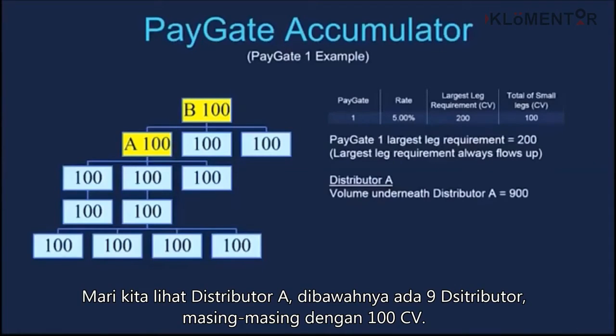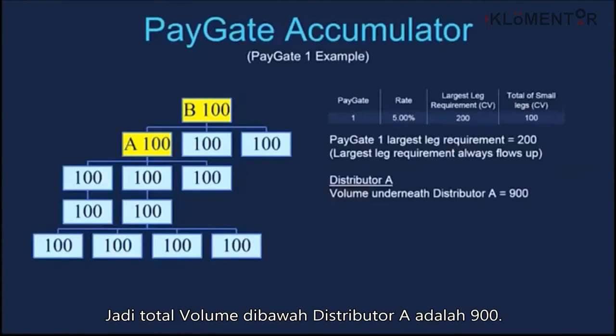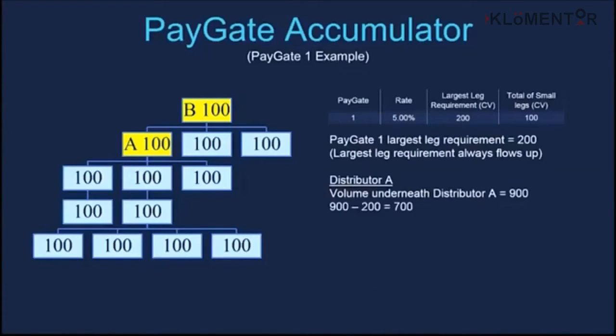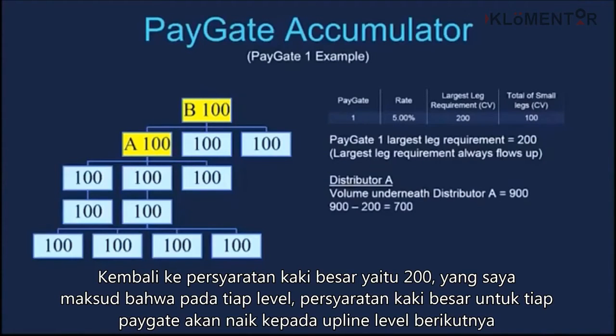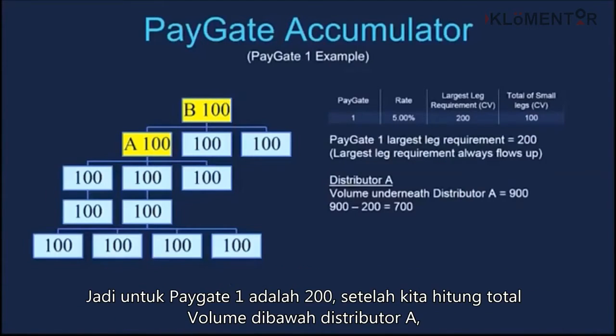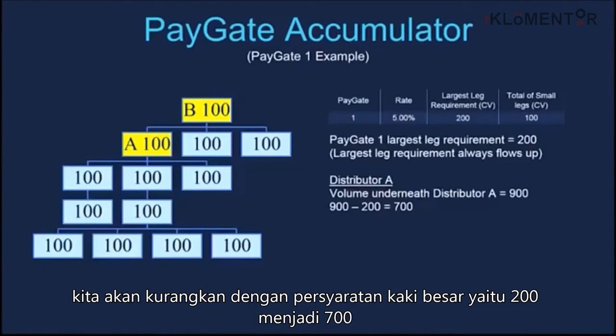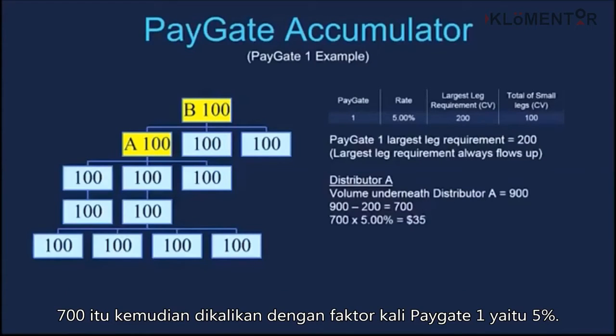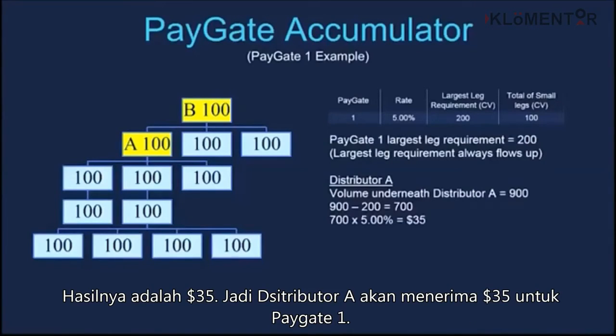So let's take a look at Distributor A. Underneath Distributor A, there are 9 distributors, each with 100 CV. So the total volume underneath Distributor A is 900. Now going back to the largest leg requirement of 200, I mentioned that at each level, the largest leg requirement for each paygate must flow up to the next level. So for Paygate 1, it's 200, and so we take the total volume underneath Distributor A and we subtract the largest leg requirement of 200 to give us 700. It's that 700 that is then multiplied by the Paygate 1 rate percentage of 5%, and that's going to give us $35. So Distributor A would earn $35 on Paygate 1.